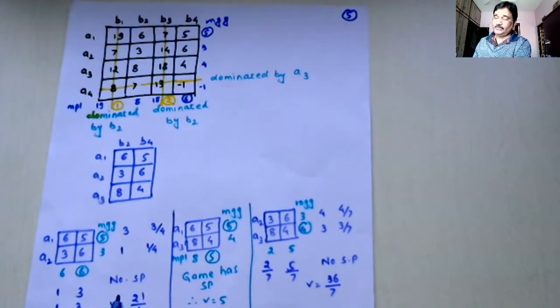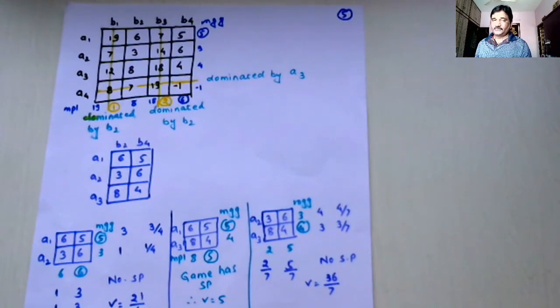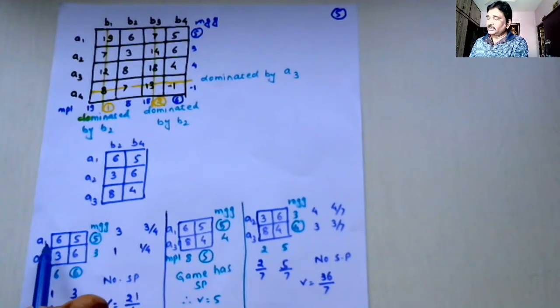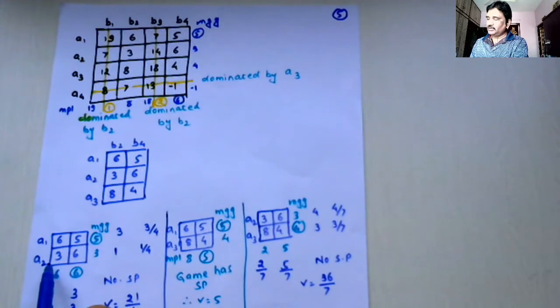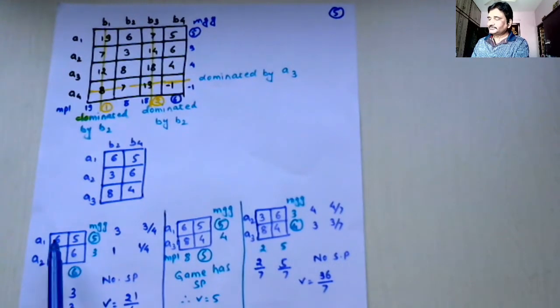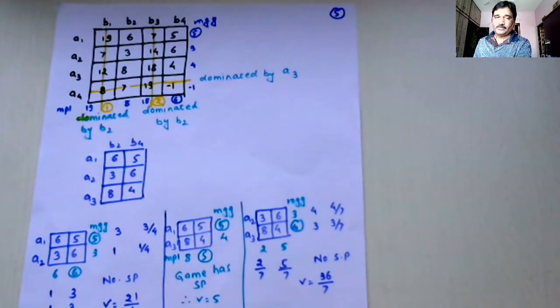But before you make any attempt, first be convinced that the game doesn't have a saddle point. If it has, it is solved right there. You don't have to use the arithmetic method. So you find MGG, minimum guaranteed gain. Out of 6, 5, 5 is minimum, and out of 3, 6, 3 is minimum. Among these values, 5 is maximum. Maximum is 5. Let's come to columns. Out of 6, 3, 6 is maximum, and out of 5, 6, 6 is maximum. So the minimum among these is 6 itself.